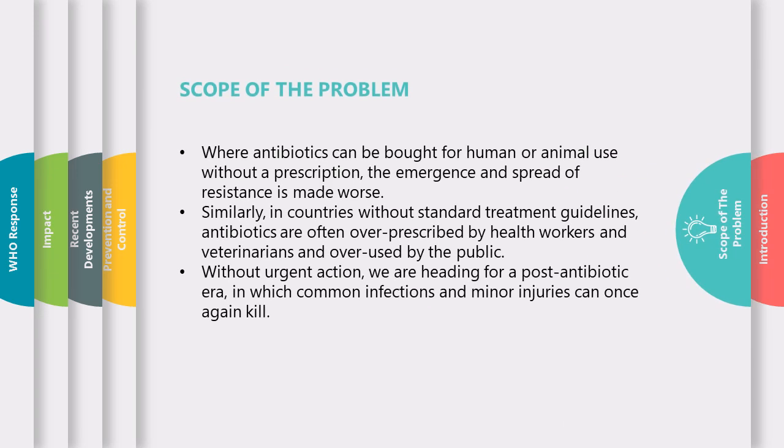Where antibiotics can be bought for human or animal use without a prescription, the emergence and spread of resistance is made worse. Similarly, in countries without standard treatment guidelines, antibiotics are often overprescribed by health workers and veterinarians and overused by the public. Without urgent action, we are heading for a post-antibiotic era, in which common infections and minor injuries can once again kill.